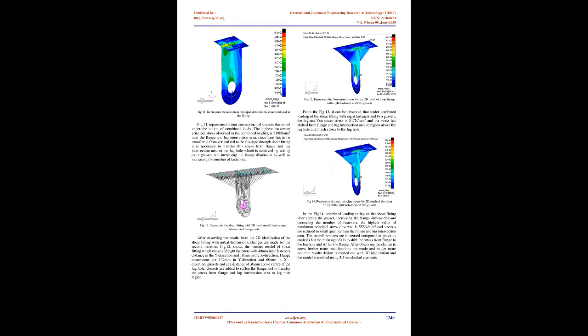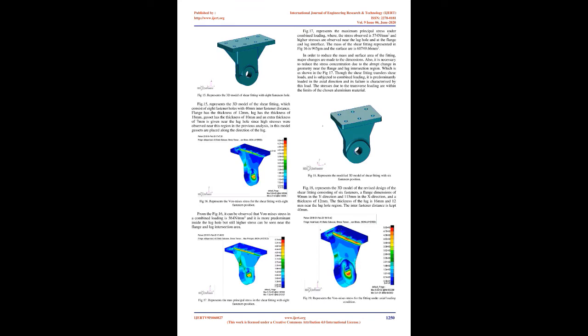After observing the results from the 2D idealization of the shear fitting with initial dimensions, changes are made for the second iteration. Fig. 12 shows the meshed model of the shear fitting, which consists of 8 fasteners with 40 mm inter-fastener distance in the Y direction and 18 mm in the X direction. Flange dimensions are 132 mm in Y direction and 60 mm in X direction. Gussets end at a distance of 36 mm above the center of the lug hole.